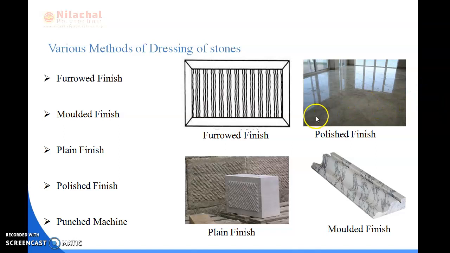Next is punched finish. In the stone surfaces, depressions are made by using a punch. If a punch is dropped from a height, stones are broken easily. That surface of the stones we can take as a punched finish. The surface of the stones takes the form of a series of hollows and ridges. So we can say that this is a type of punched finish.